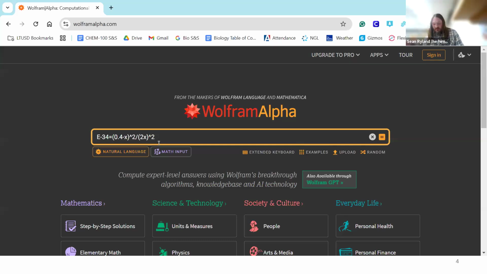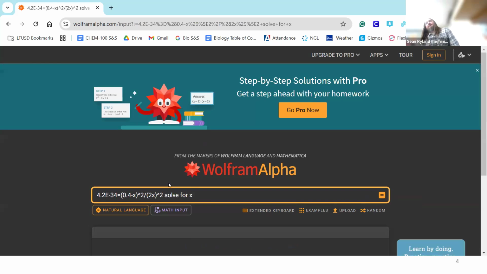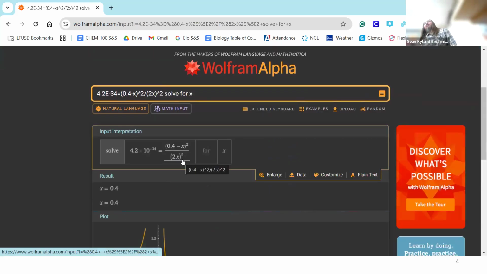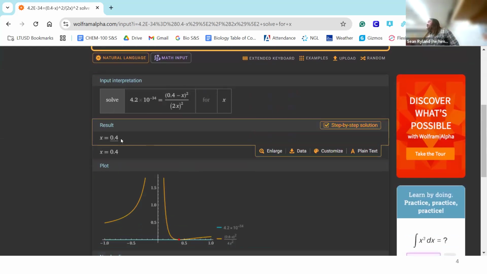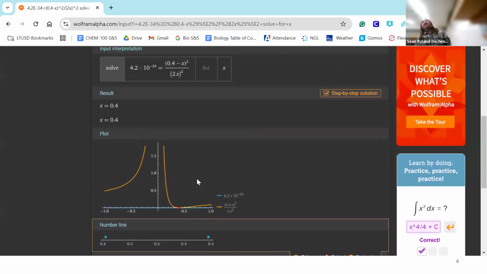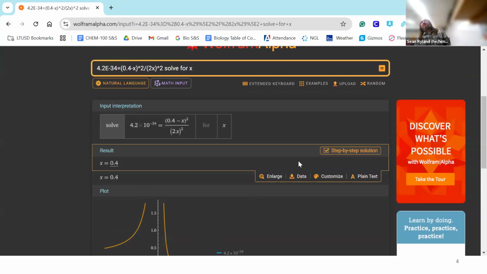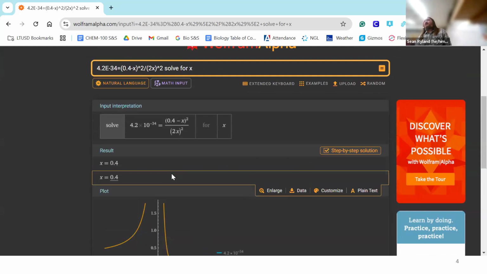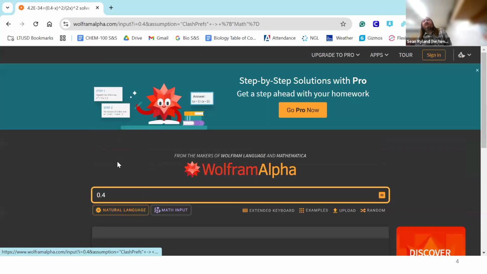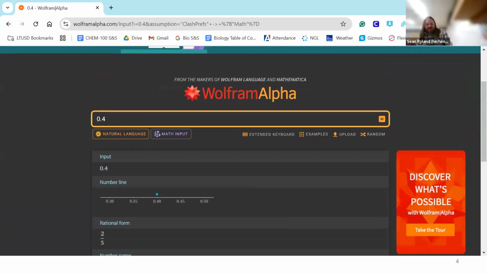And numblocks got me again. Solve for x. That's the right equation, right? That looks right. And we get our two possible solutions are both x equals 0.4. And it doesn't even give the option to show more sig figs. Maybe it does if I hover. No, that just searches for 0.4.